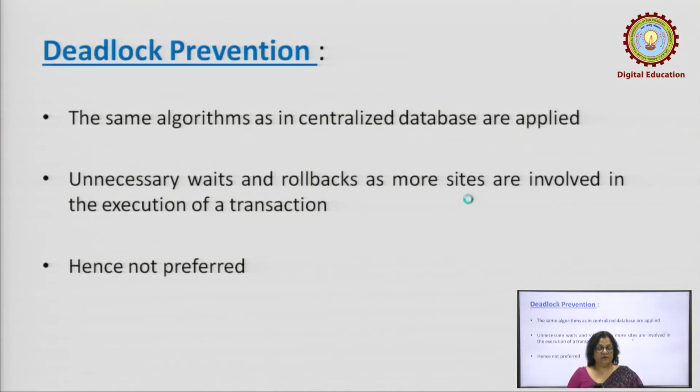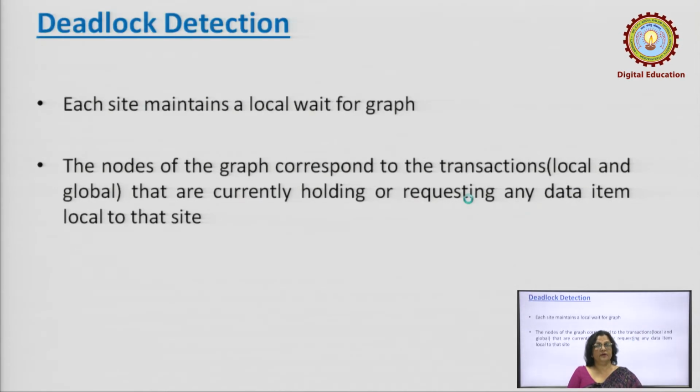Now, we already know that we have the deadlock prevention and the deadlock detection techniques for deadlock handling in centralized databases. Considering the deadlock prevention technique in the distributed databases, the same algorithm as in the central database can be applied, but there will be unnecessary waits and rollbacks as more sites are involved in the distributed systems. Hence, this is not a preferred method. The preferred method is deadlock detection and removing the deadlock.